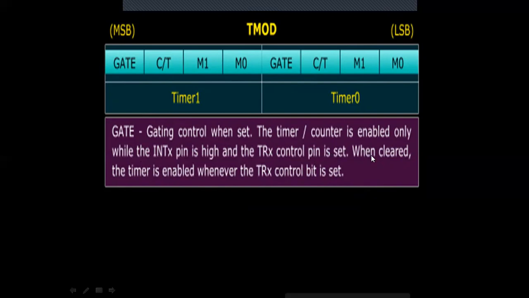So when the gate bit is 0, if the value of this bit is 0, it means we are using the software means to enable the timer, and in that case, the timer is enabled whenever the TRX control bit is set. So TRX, we have just come across it. TR0 and TR1 bits are there, which are part of the TCON register. Using that bit, we can set the timers.